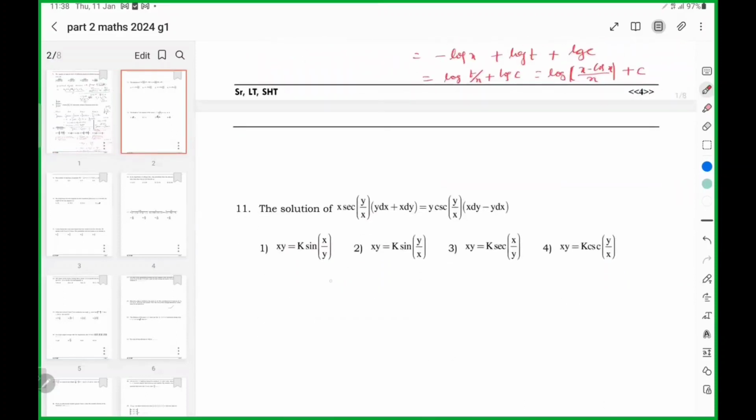Here, x secant y by x. This whole thing I can write as d of xy, y cosecant y by x. So I'll just be changing here by y square into y square, or x square into x square.